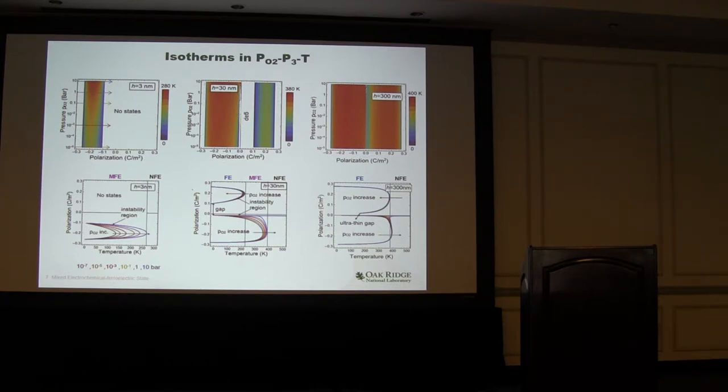When the film thickness increases to 30 nanometers, based on the calculation of the equation of state we described, we find three clearly distinct regions, ferroelectric, mixed ferroelectric, and non-ferroelectric state, based on the solutions of these diagrams at a given temperature and optimum partial pressure.